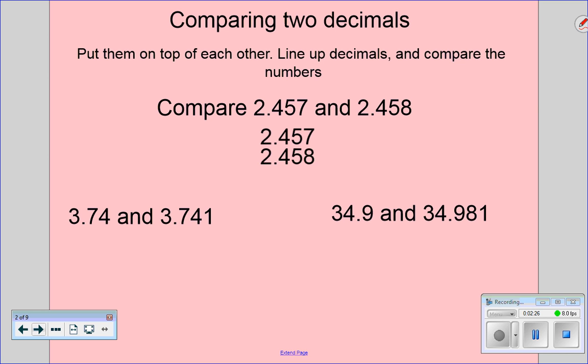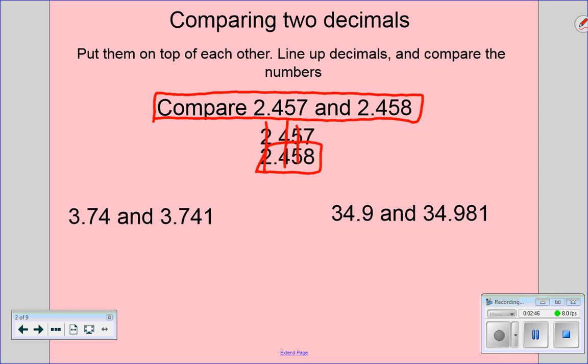So let's say I'm going to compare these two numbers. I'm going to compare these two, see which one's bigger. And the easiest way to do that is to set them on top of each other, like I did here, and then start from left to right. Say, okay, I know that these two are the same, these two are the same, these two are the same, these two are not the same. Which one's bigger? The 8. This number, 2.458, is bigger than 2.457. Okay? So if you're not sure, you can put them on top of each other and start going down the line. Which one's bigger? Okay.